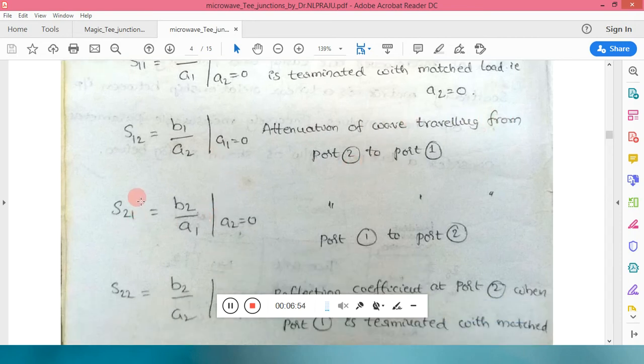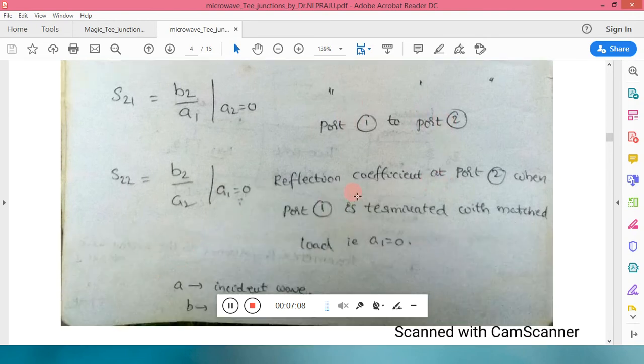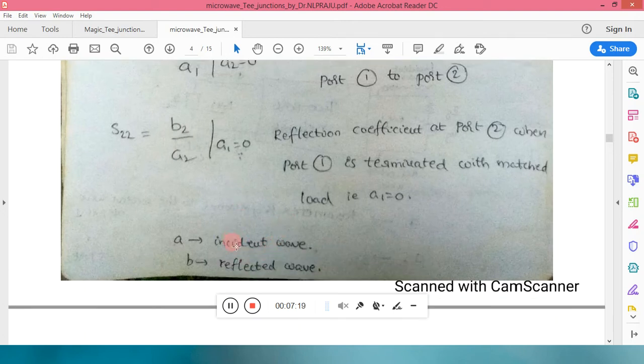S21 is equal to, so input at port 1 and we are taking output at port 2. So that is S21. This is B2 by A1 when A2 equal to 0. This is also attenuation of wave traveling from port 1 to port 2. So this is the reflection coefficient at port 2, when port 1 is terminated with the matched load, that is A1 equal to 0, then we get S22 is equal to B2 by A2. So A represents the incident wave, B represents the output wave, that is nothing but the reflected wave.